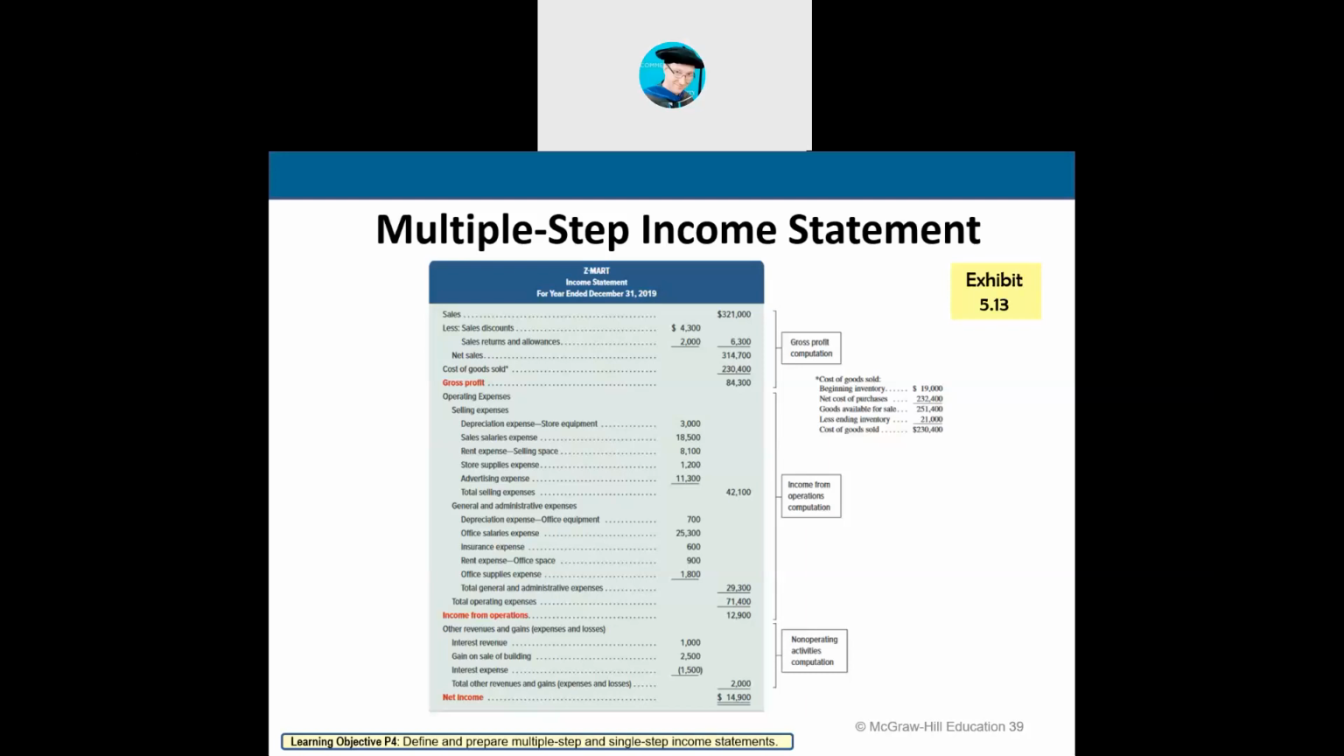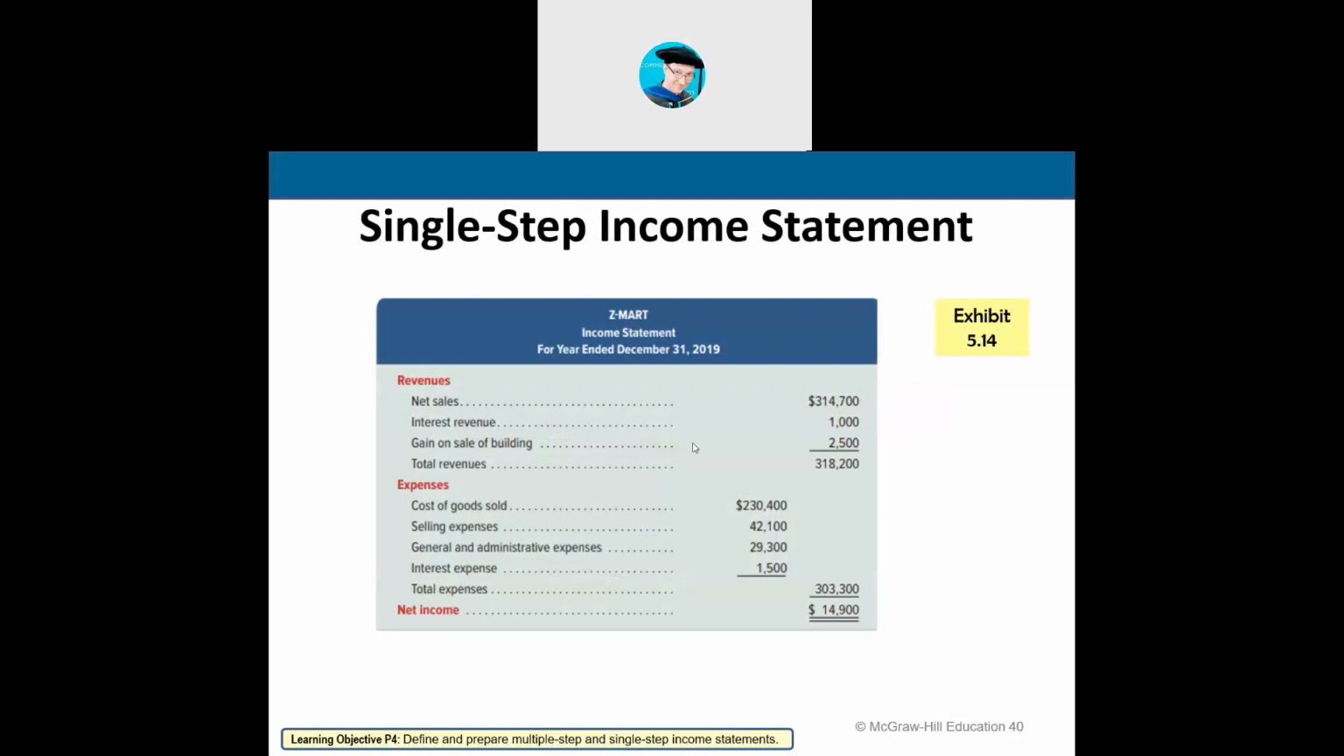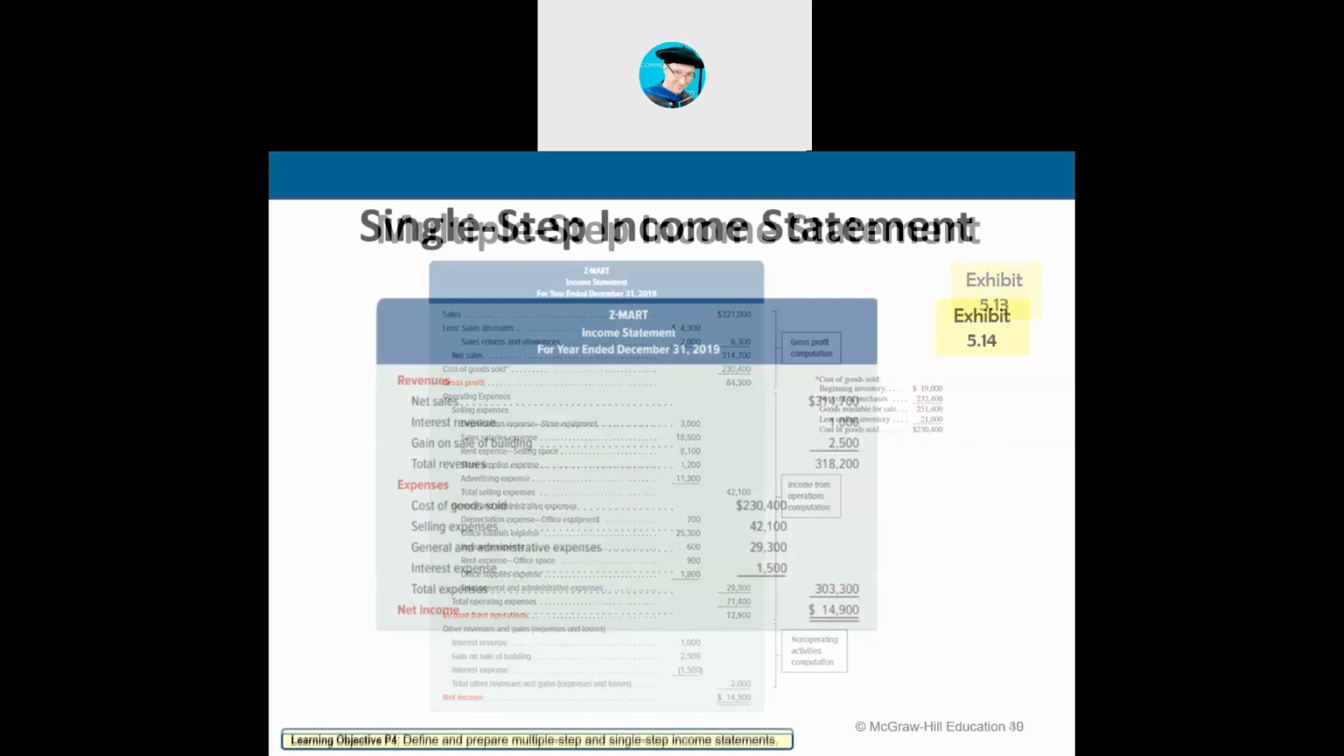You see that it's called a multi-step because it's expanded. There's multiple steps to the process of generating this income statement. On a single step income statement, it's consolidated. It's simply total revenue minus total expenses equals net income. And it's a lot more condensed, right? That's why I call it single step. Multi-step, single step.